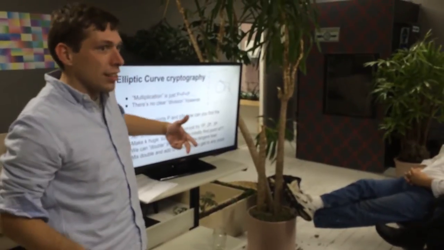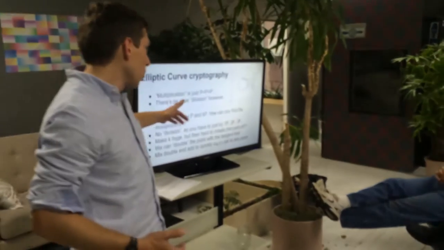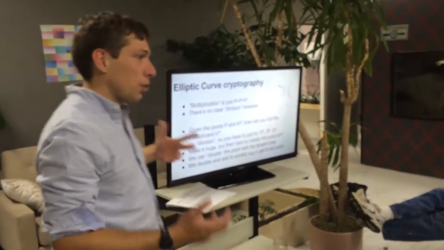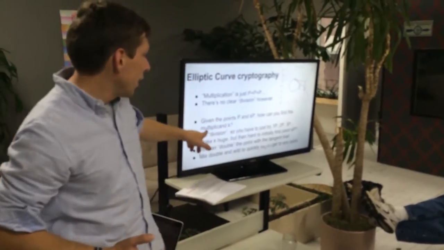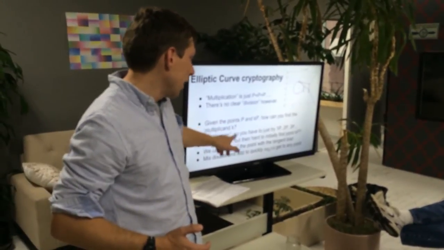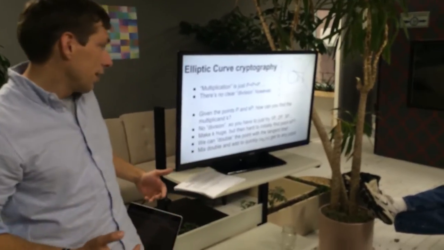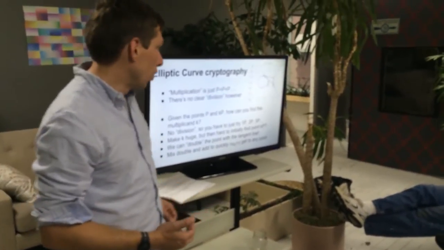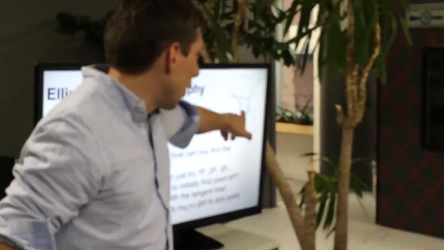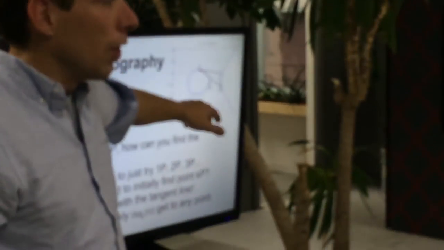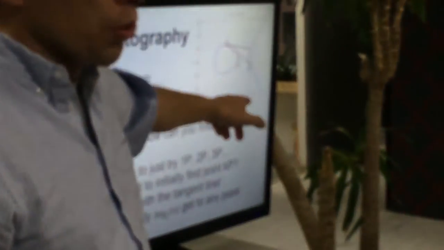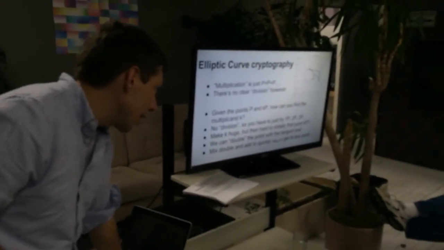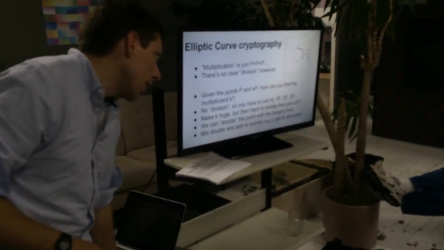Multiplication exists to the extent that you can keep adding P to itself. There's no clear division, and there's no real subtraction. So given the points P and K times P, how can you find the multiplicand K? You kind of can't. You're going to have to try brute force. If I say, here's a point, a million P, here's KP, here's P, you don't know whether it's 2, 3, 4, or a million, and you're going to have to calculate it yourself iteratively. So you make K huge, and then it's really hard to find.